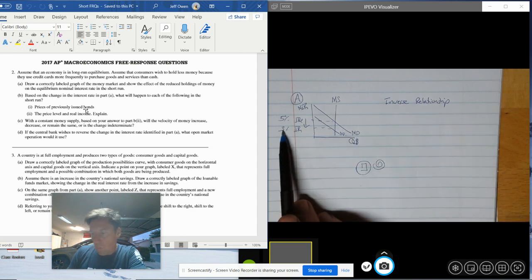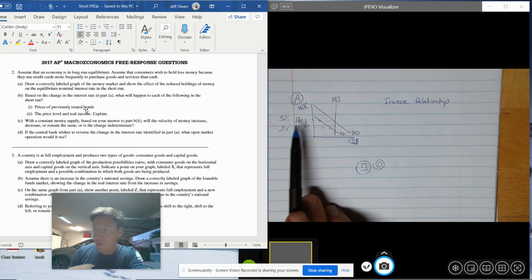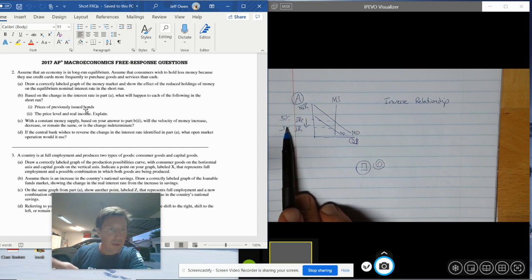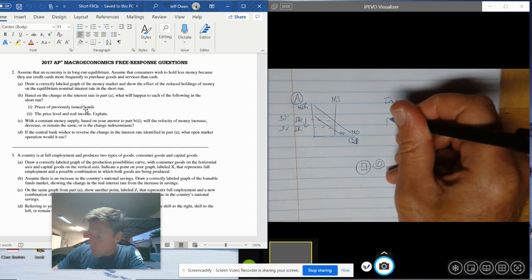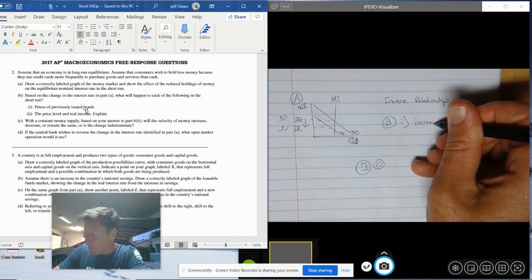No one's going to want that one. They're going to want the old bonds. So the previously issued bond prices are going to go up. People want the 5% bonds, not the new ones. So you can sell it in the bond market. So BI is going to increase.